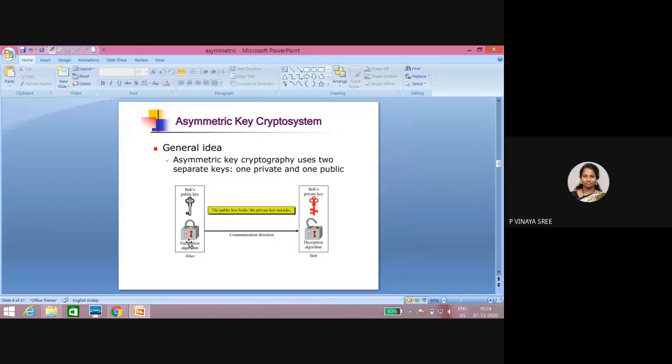For providing the authentication service, what have we done, ma? Alice has to encrypt with which key for providing authentication? Private key of Bob. Is it the private key of Bob? If it is the private key of Bob, then how can Bob know that this is from Alice? How can Bob know that the message is from Alice?